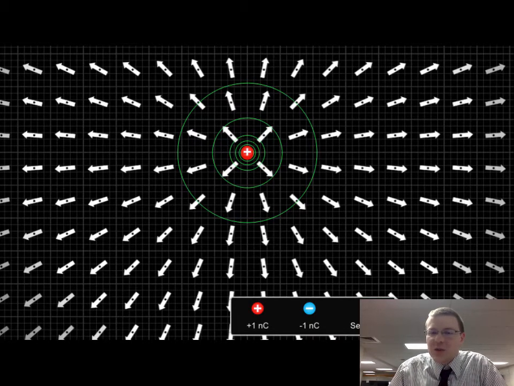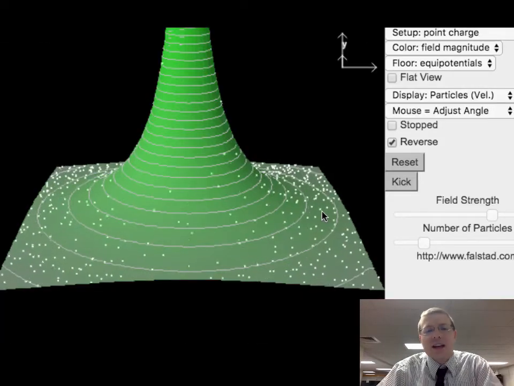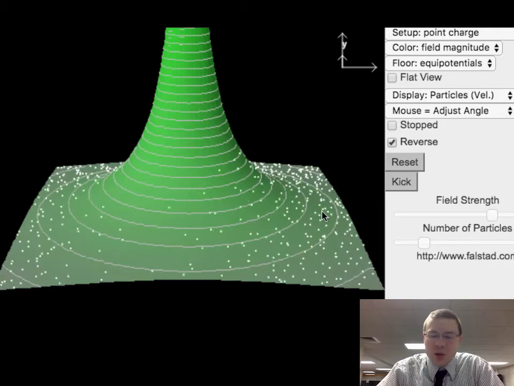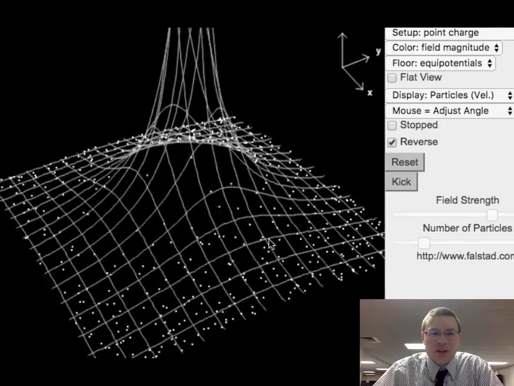You can see that the electric field points away from the source, but the locations where there's equal voltage or equal potential are at the same distance around the point charge. How is that any different than what we looked at yesterday with our visualization of voltage?